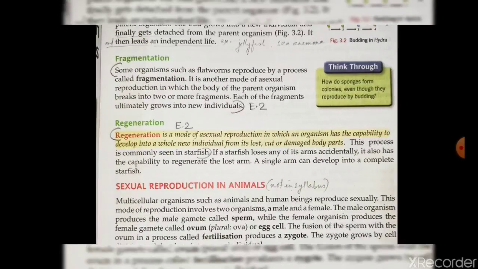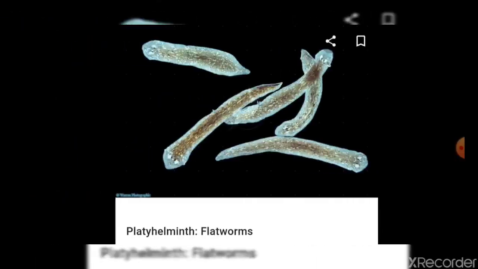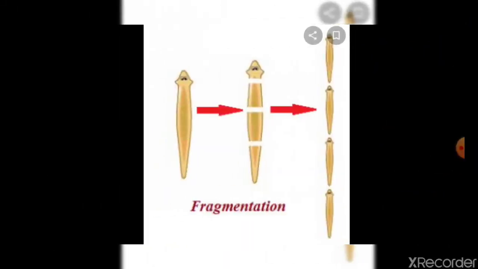Now let us study fragmentation. Some organisms such as flatworms reproduce by a process called fragmentation. It is another mode of asexual reproduction in which the body of the parent organism breaks into two or more fragments. Each of the fragments ultimately grows into new individuals.